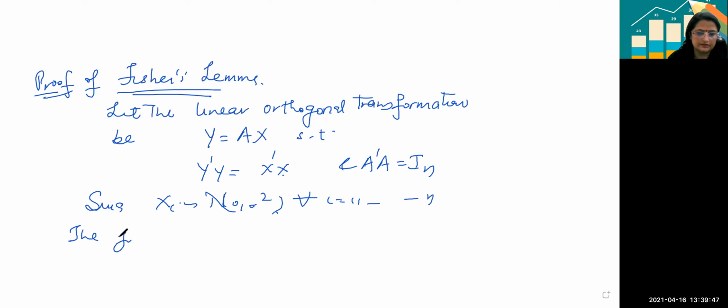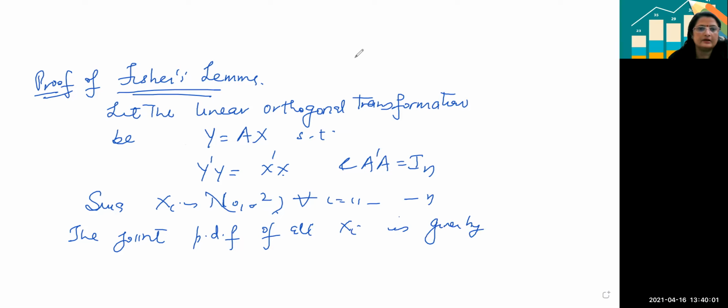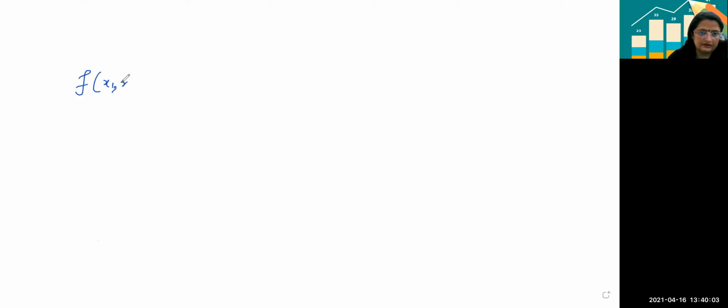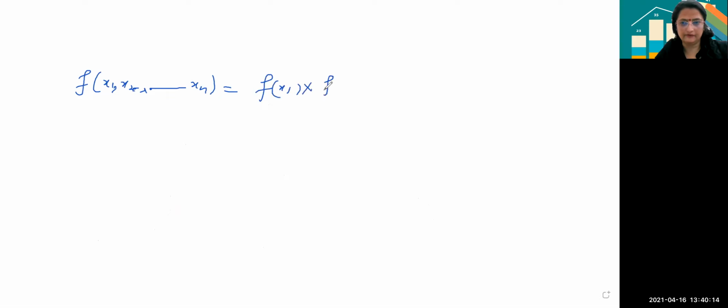then the joint PDF of all xi is given by f of x1, x2, so on up to xn. Now, all the variables are what? Independent. So joint is equal to the product of their marginals. So here we will write the marginals: f of x1, f of x2, so on up to f of xn.